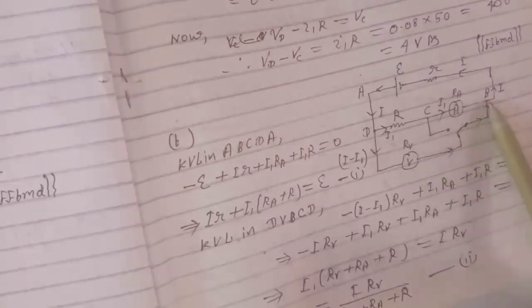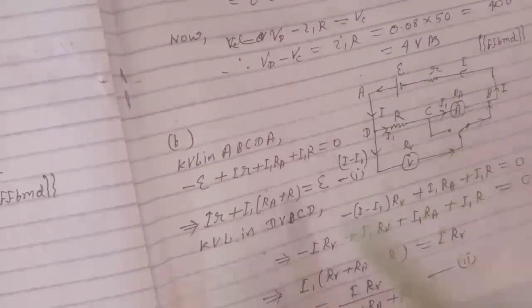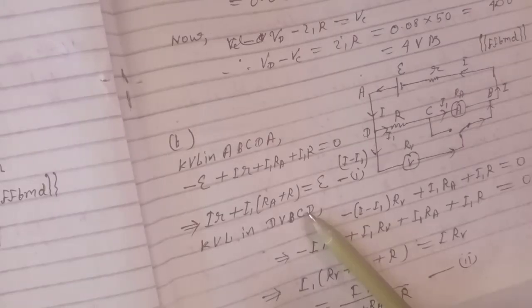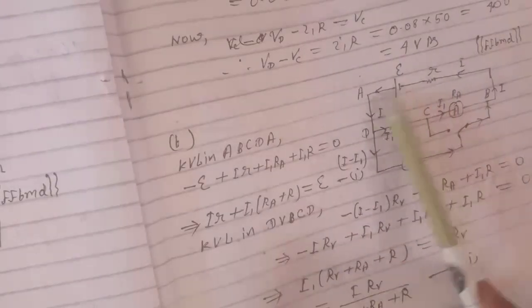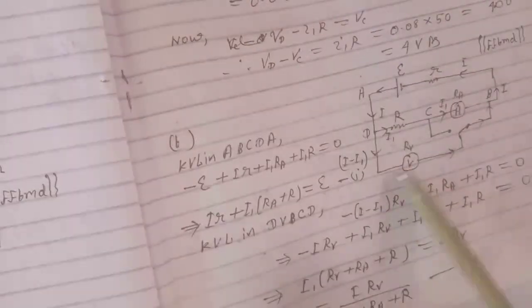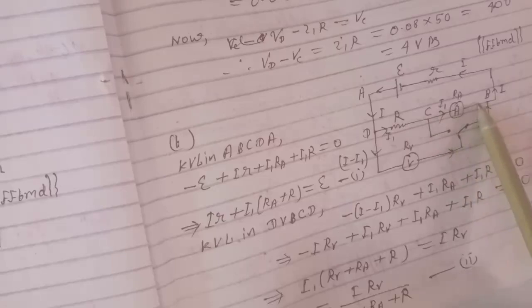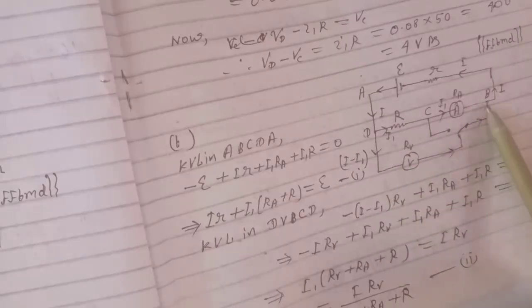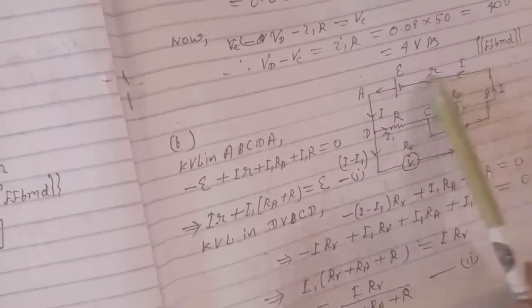Now in the second case, the switch is thrown and connected to this point. So this will be a loop and this will be a loop. Again, we are considering that current I is flowing through this loop, and here it is divided into I1 and I minus I1. So I1 will be through this, and I minus I1 through this, and at this point again it will be I.